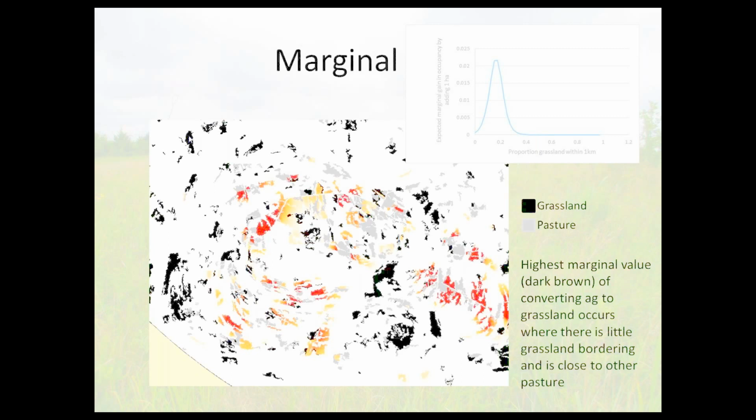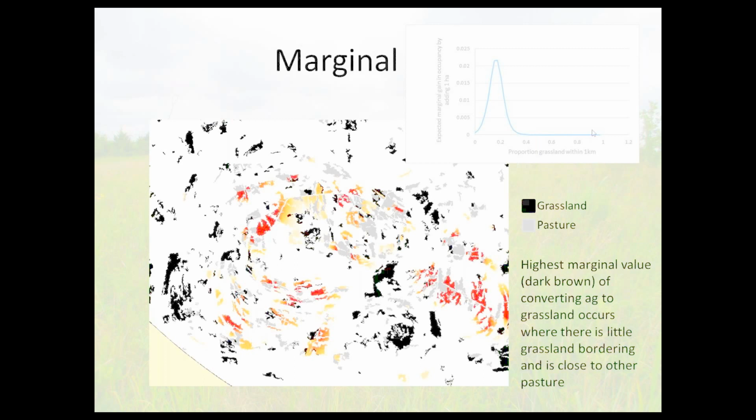And so on the figure we have existing grassland patches in black, we have existing pasture patches in gray, and then the white portions are pretty much everything else. The scale from yellow to this maroon or dark brown color is the scale of marginal gain. So darker maroon indicates more valuable, and yellow to white indicates less valuable. And one thing that's interesting to notice is that in areas where the proportion of grassland within the 1 kilometer is relatively low, that actually gives you the best gain in overall occupancy, or the best marginal gain in occupancy for adding a habitat patch to that area.